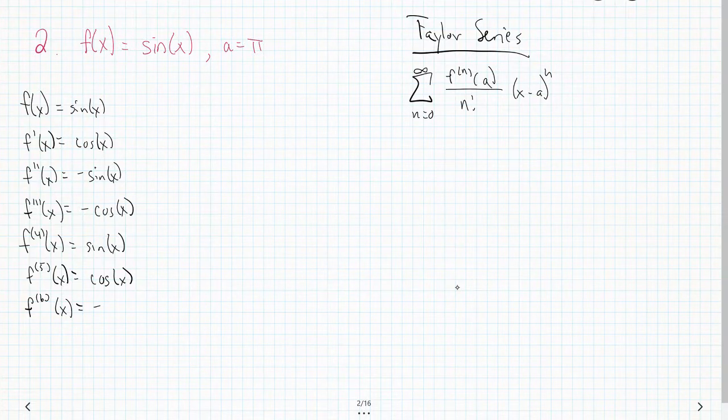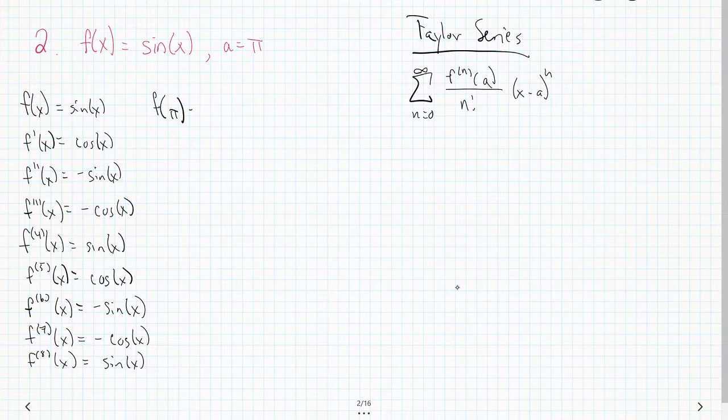And so our next one, negative sine of x, 7th derivative is negative cosine x, 8th derivative is positive sine of x again. Okay, so hopefully you can catch that pattern in the derivatives. And now what we want to do is find f of pi. Well, that's going to be sine of pi, which is negative 1. F prime of pi, well, cosine of pi is 0. And f double prime of pi, well, that's negative sine of pi, so that's negative 1, which equals positive 1. Okay, so then f triple prime of pi would be back to 0.